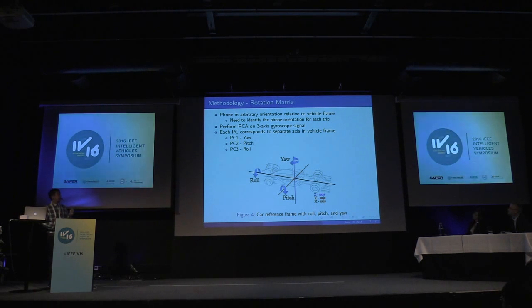What we found, and this is very important, is that each principal component corresponds to a separate axis in the vehicle frame. This is the vehicle frame. What we found was that principal component one corresponds to the yaw axis, so that would be turning left and right. PC2 corresponds to pitch, whereas PC3 corresponds to roll. And this is quite novel because not only do you get the rotation matrix without extensive modeling, but the rotation matrix is already orthogonal.